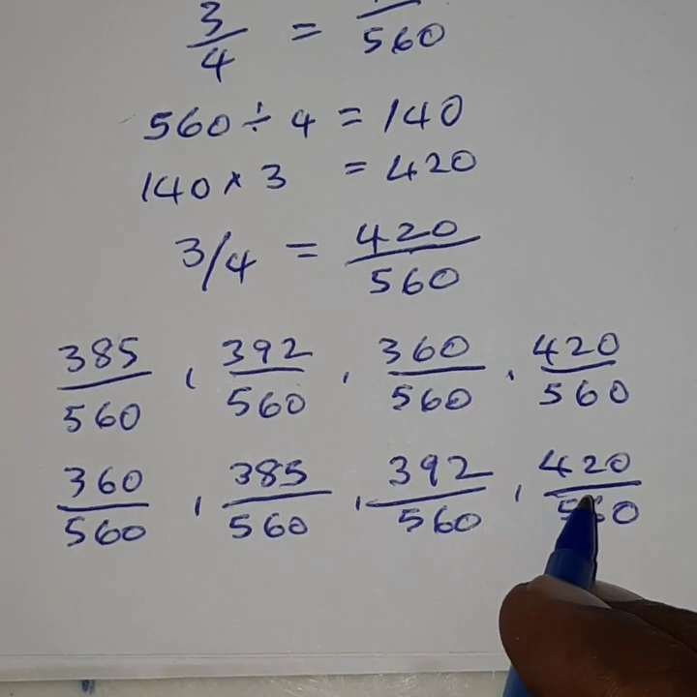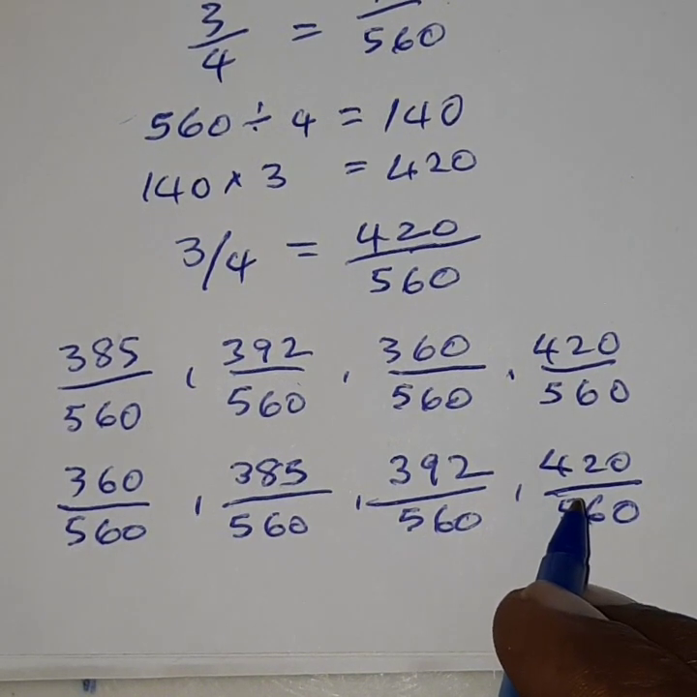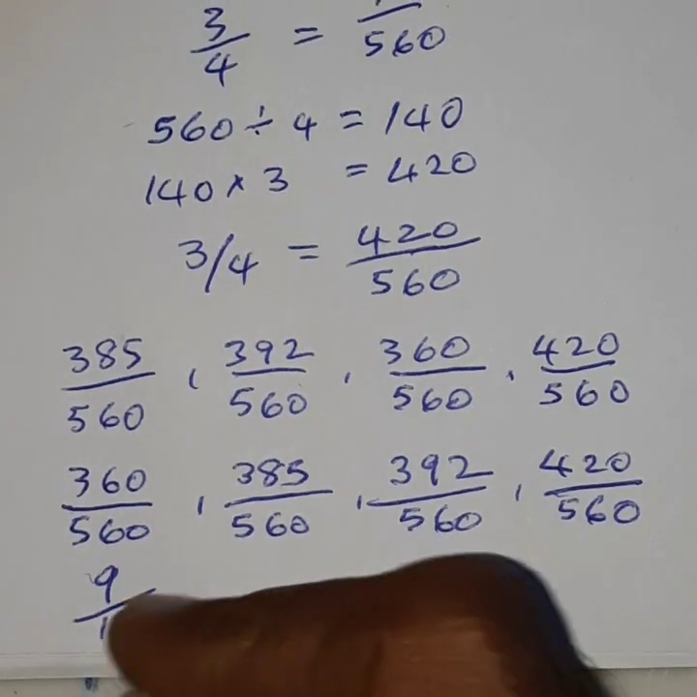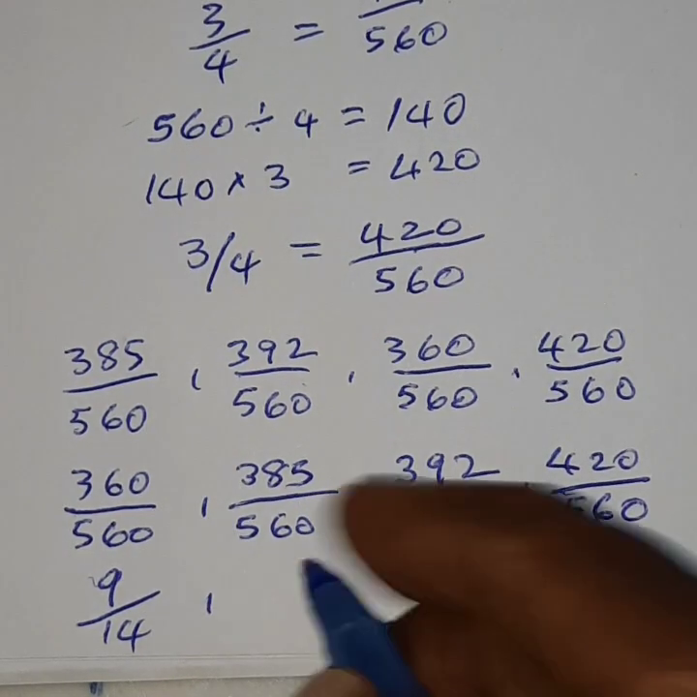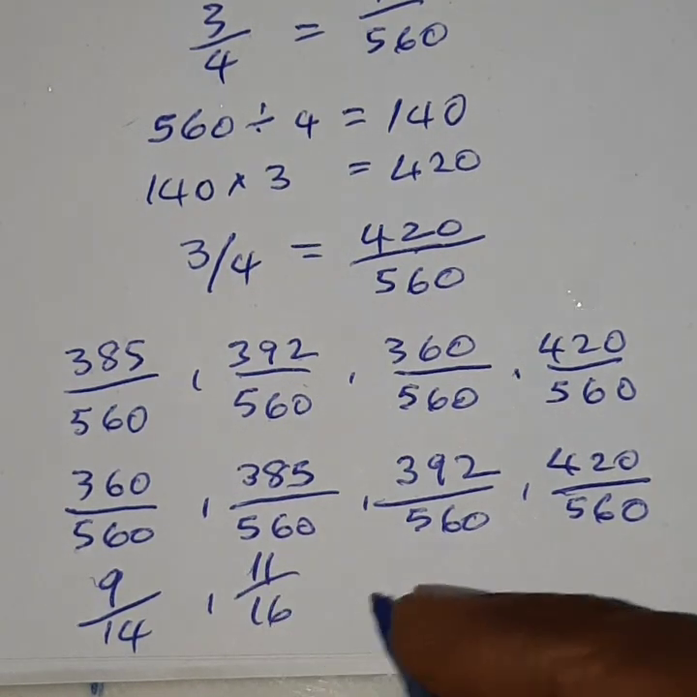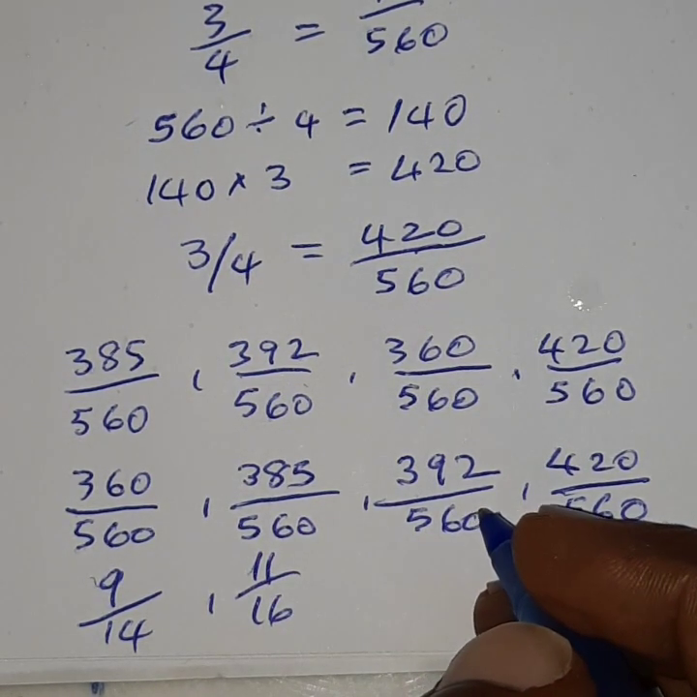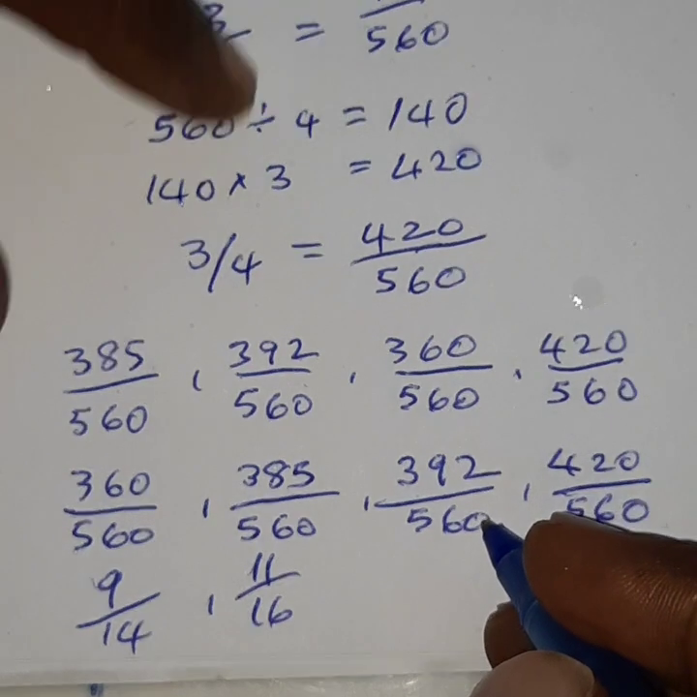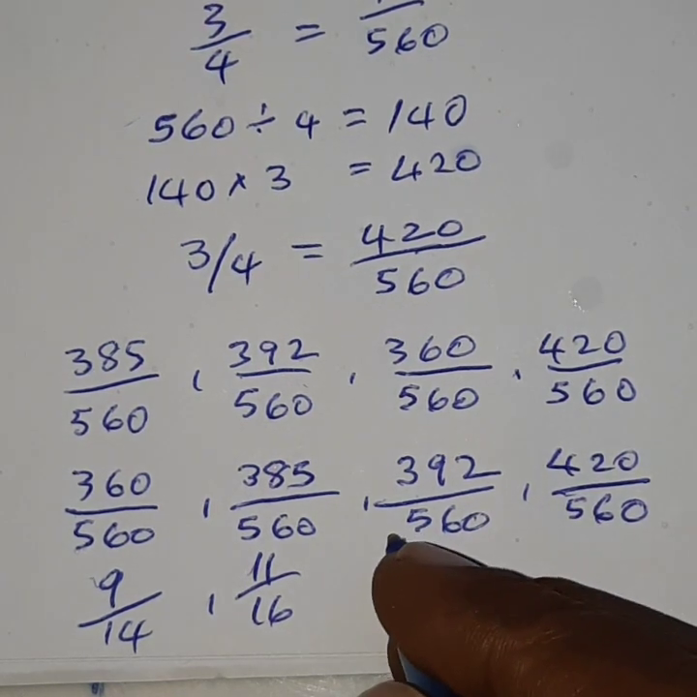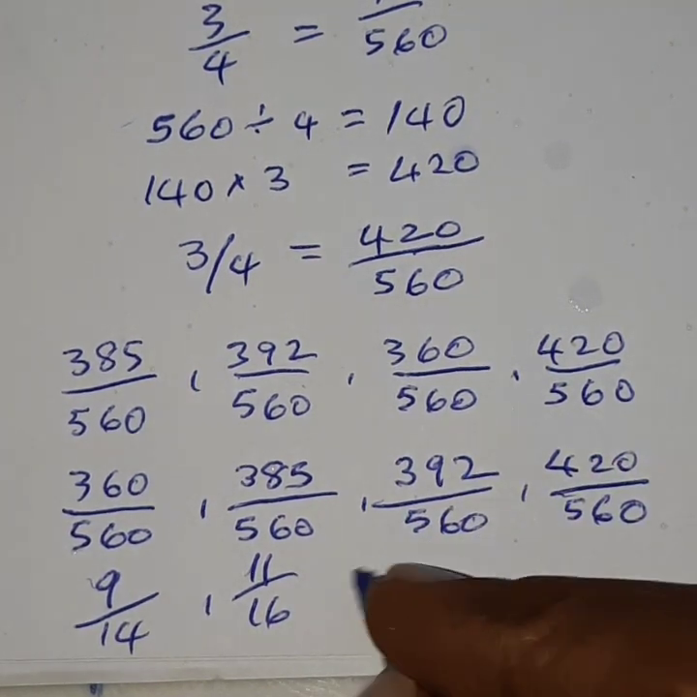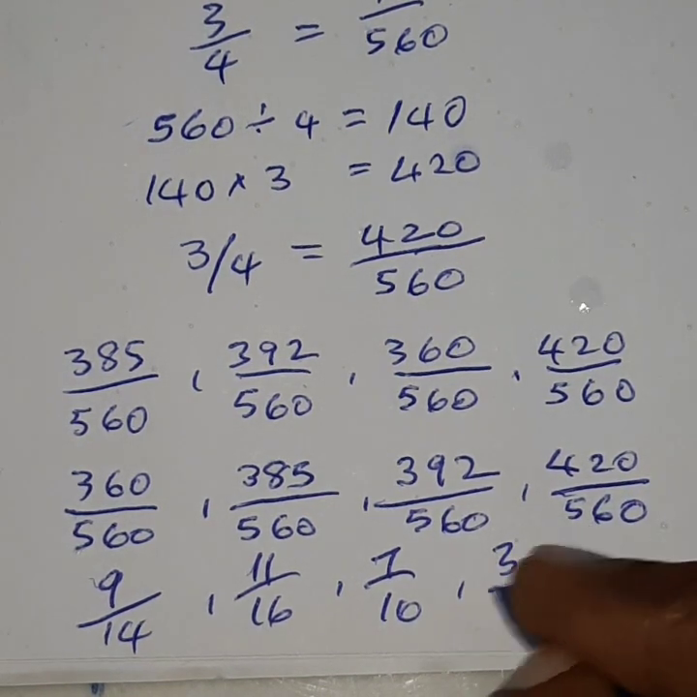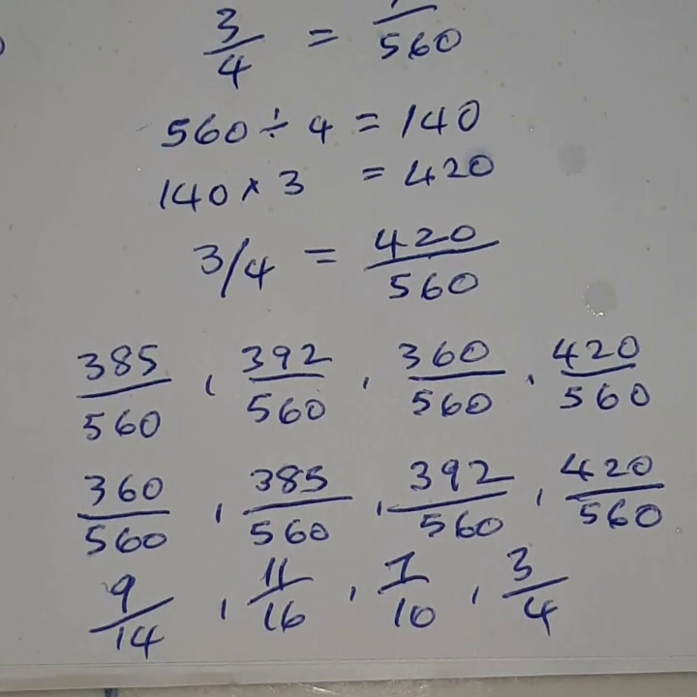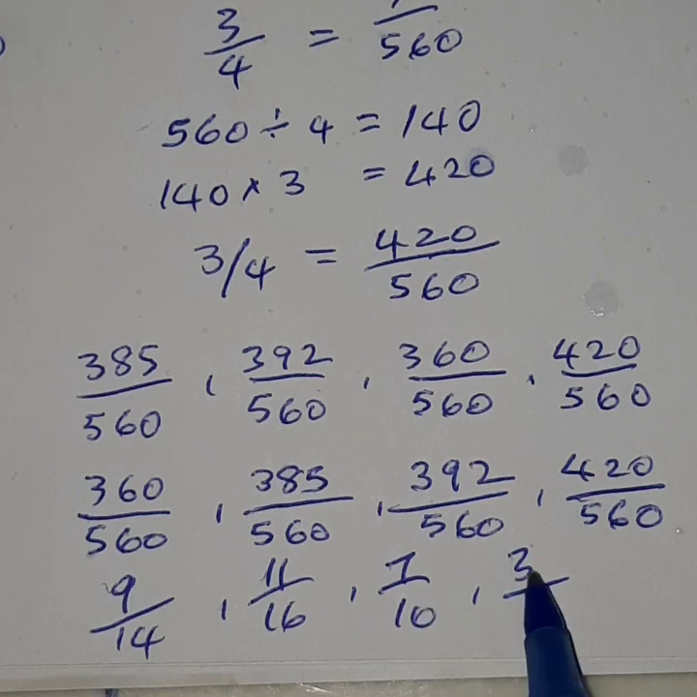So 360 would be 9/14, and 385 over 560 would be 11/16. And 392 would be 7/10. And for 420 over 560 we have 3/4. So that is the order of these fractions. 9/14 is the smallest, then 11/16, then 7/10, then 3/4.